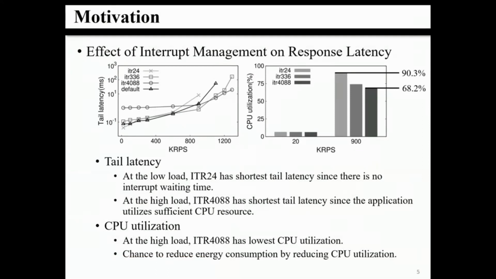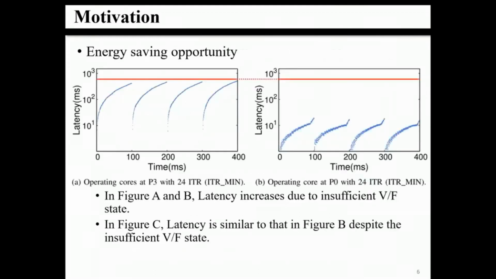The right graph shows the CPU utilization. ITR4088 can reduce the CPU utilization by reducing interrupt handling overhead. The VF state can be lowered by the amount of reduced CPU utilization. We can find a chance to reduce energy consumption by reducing CPU utilization. These graphs show that an appropriate interrupt throttling rate can reduce energy consumption. We found an opportunity to reduce energy consumption between interrupt management and DVFS.